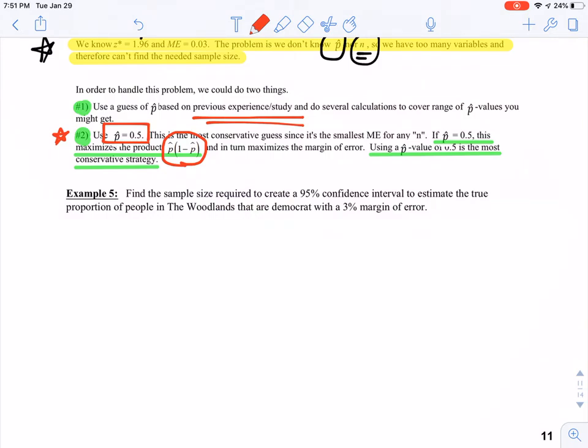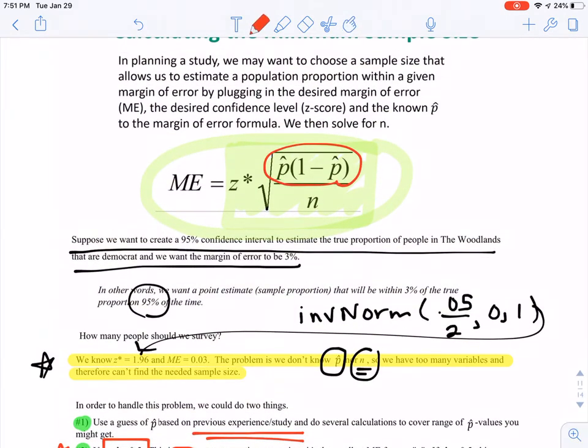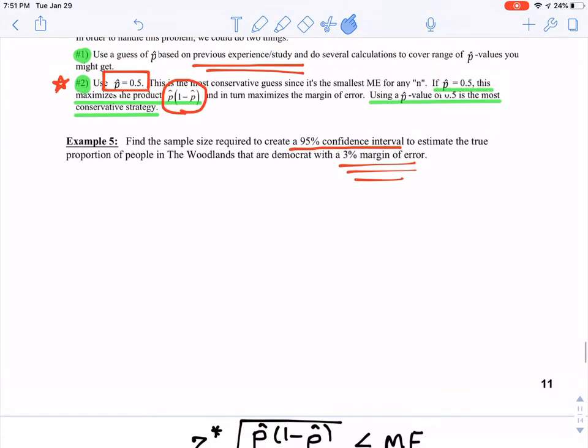Okay, so let me just give you an example. We'll walk through one so you can see how this looks. It says find the sample size required if you are wanting to do a 95% confidence interval to estimate the true proportion of people in the woodlands that are Democratic. And you are saying, look, this is what I want my margin of error to be. I want it to be within 3% of the true parameter. So what you're going to do is you're only going to take this part up here. This is what represents the margin of error, that part of the formula.